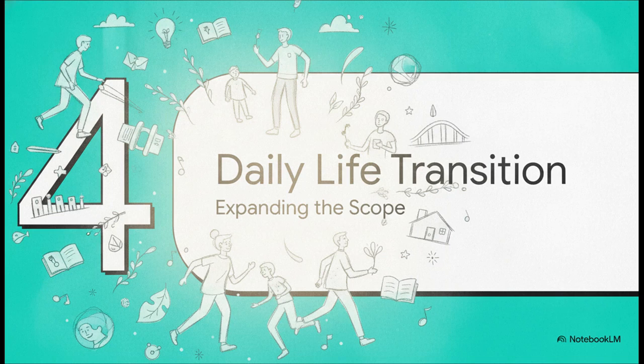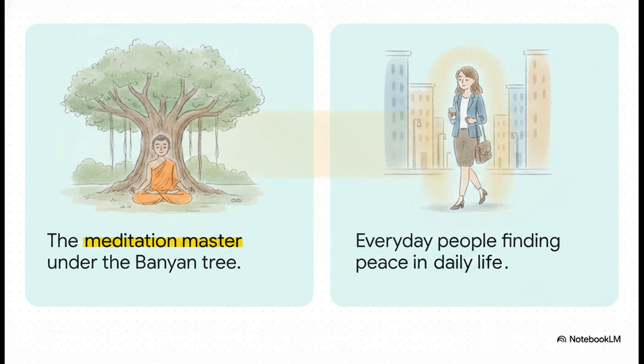All right, section 4, transitioning to daily life. This is kind of the climax of our explainer. It's that pivotal moment where the focus actually shifts away from the isolated guru. On one hand, you have the master, representing dedicated, solitary practice. But on the other hand, you see everyday people finding peace right in the motion of their daily routines. It's a beautiful comparison because it makes the spiritual practice completely accessible to you and me. It's basically saying, yes, peace absolutely exists under that banyan tree, but it also exists right there in the spaces you occupy every single day.